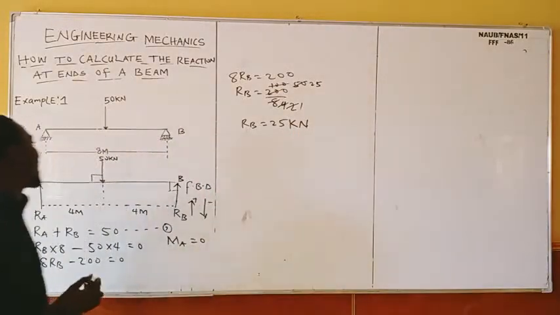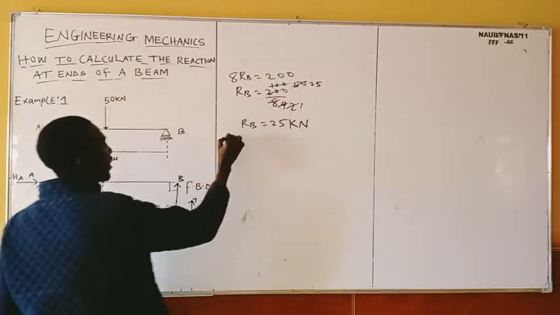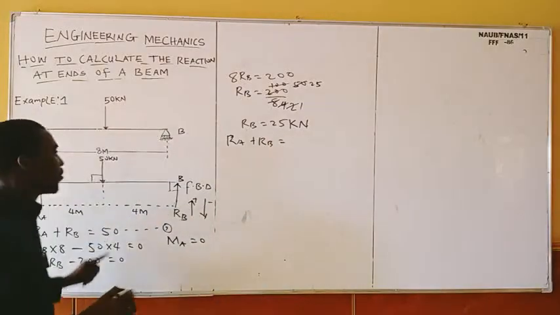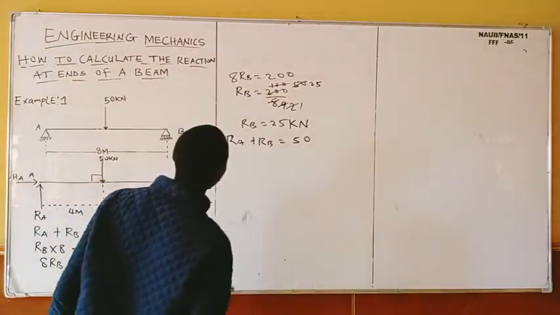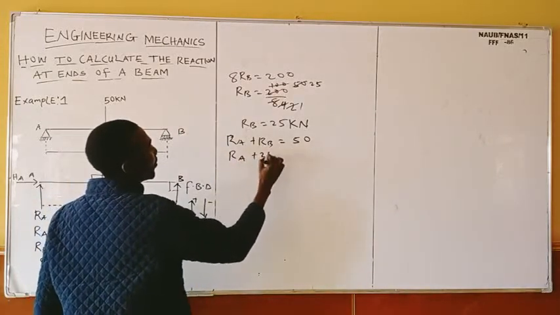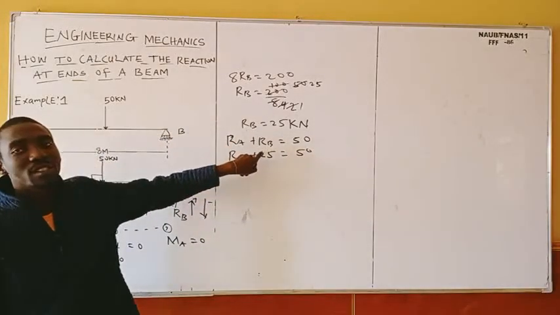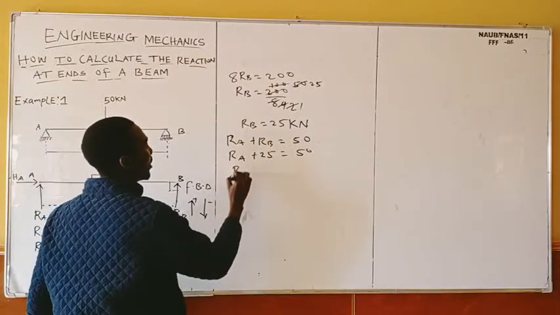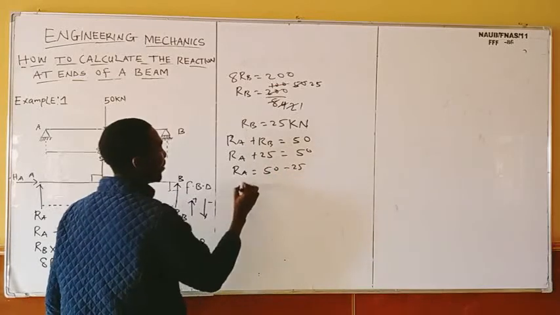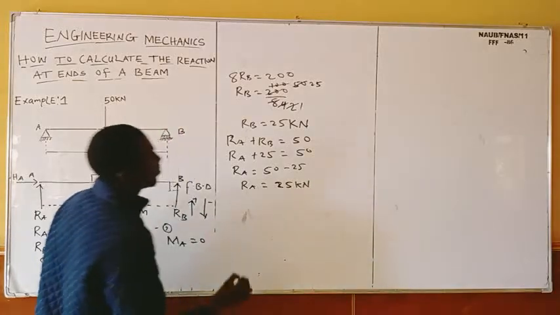So now, can we get our RA now? Yes, from equation 1 now. RA plus RB is equal to 50. So now RB is 25. I substitute 25 for RB in this equation, equation 1. So now RA will be equal to 50 minus 25. And RA is equal to 25 kilonewton. You get that?